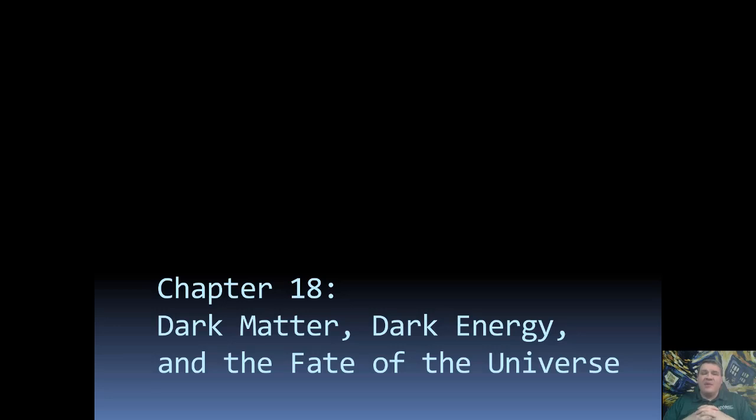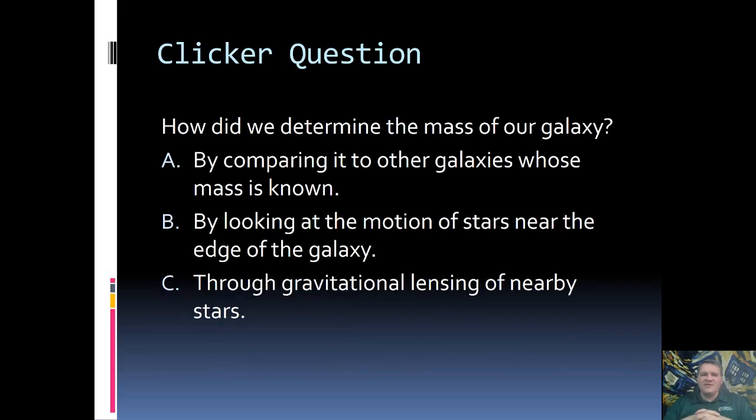We're now heading into cosmology, which is the study of the universe itself. But before we get there, I've got a question. Here's our first lecture quiz question. How did we determine the mass of our galaxy? A, by comparing it to other galaxies whose mass is known. B, by looking at the motion of stars near the edge of the galaxy. Or C, through gravitational lensing of nearby stars. Go ahead and think about it, and we'll discuss in just a bit.